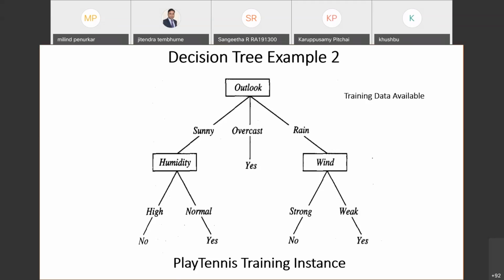And again, coming from outlook, rainy, wind, and then weak, you come to yes. So if you see, some of them are giving this as yes, and of course, some of them are giving no. So on what basis should we be choosing the attributes? On what basis could the tree be constructed? How much should be the depth of the tree? All those things would come in.